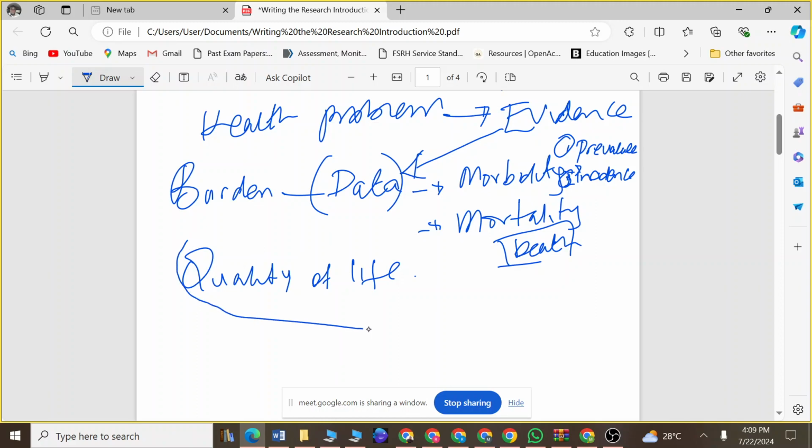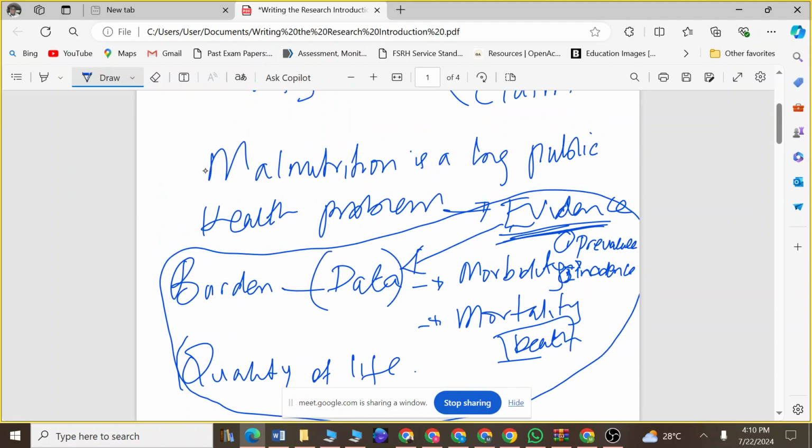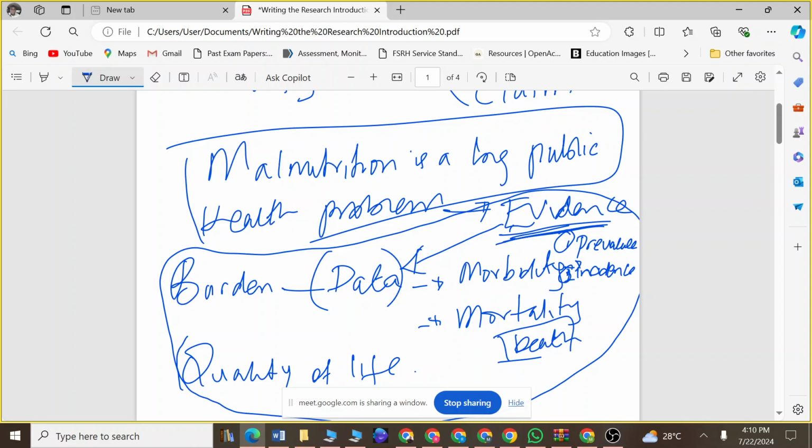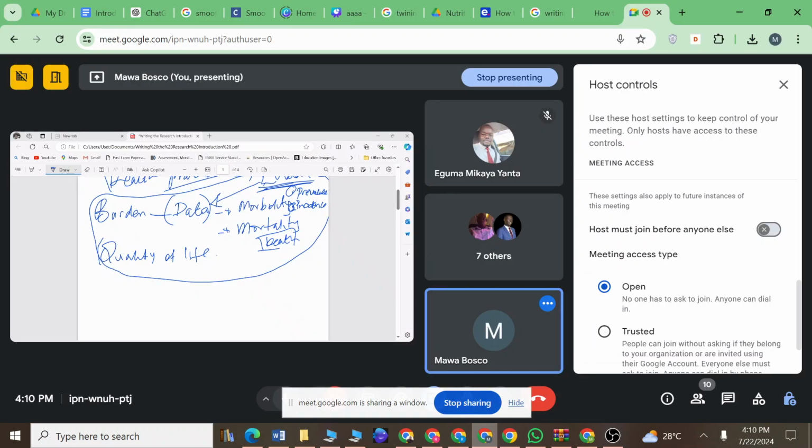So all this data here is evidence to the statement that you have stated above, that malnutrition is a very big public health problem in a given country. And then you say it affects this number of people, and this leads to early death of this proportion. Are we clear at that point? Yes, it's clear. Yes.